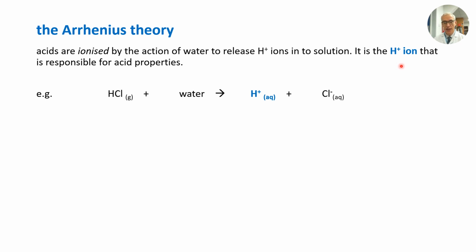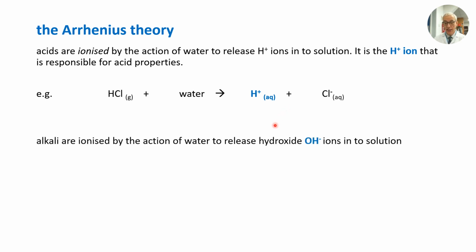So if we look at an acid such as hydrogen chloride dissolving in water to form hydrochloric acid, by this theory, H+ ions are released by the hydrogen chloride, and it's the presence of H+ ions that cause acidic properties.